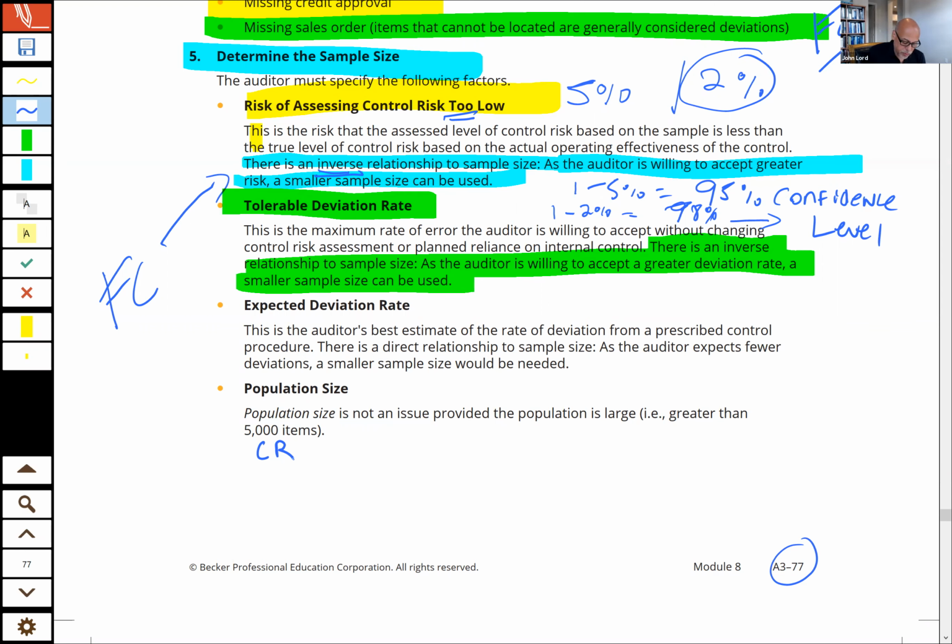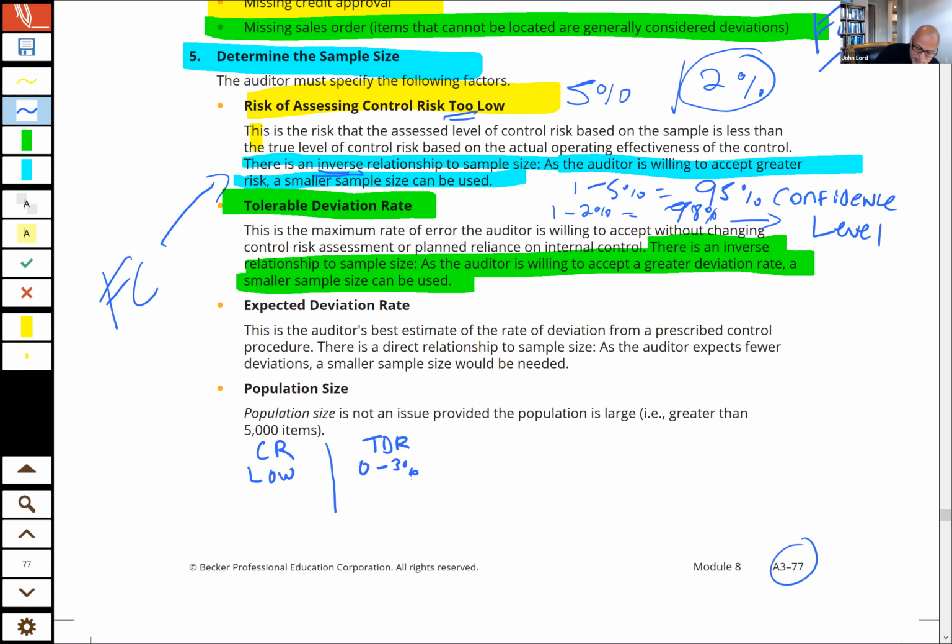tolerable deviation rate works. Okay, so if I set my control risk at, say, low, okay, that means that I think that control works pretty well. And if I think that control works pretty well, do you think I want it to have operating effectiveness most of the time? Yes. Yeah. So my tolerable deviation rate is probably 0 to 3%.